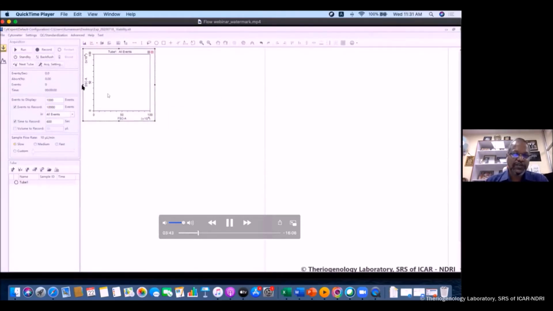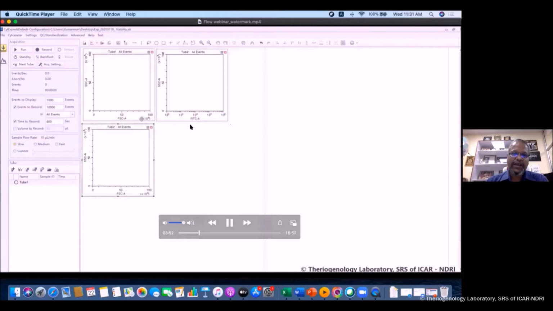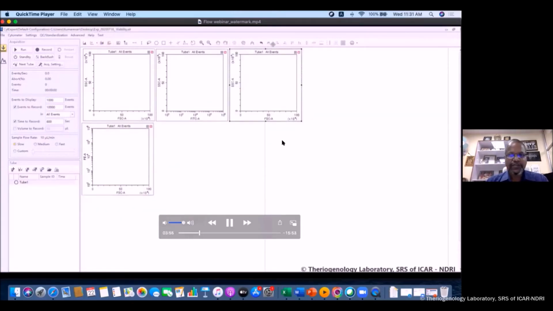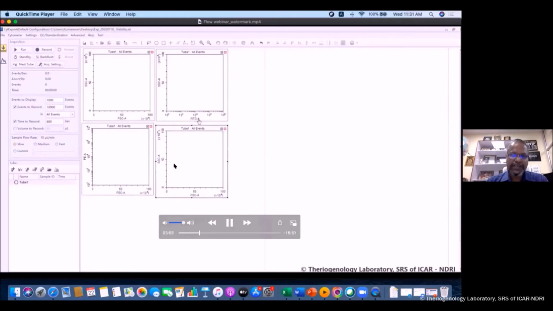First I use side scatter and forward scatter to get my sperm population where it is oriented. Because I am going to use SYBR, I am taking the FITC channel here. And because I'm going to use PI, the PE channel. So SYBR, PI, FITC, and then PE.